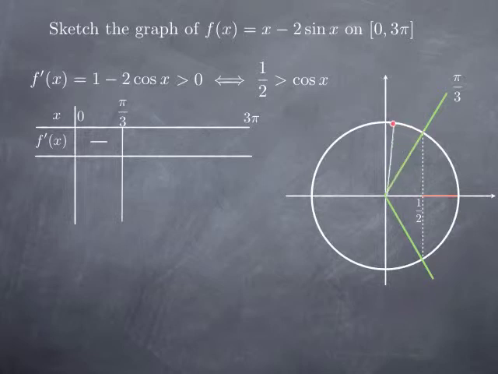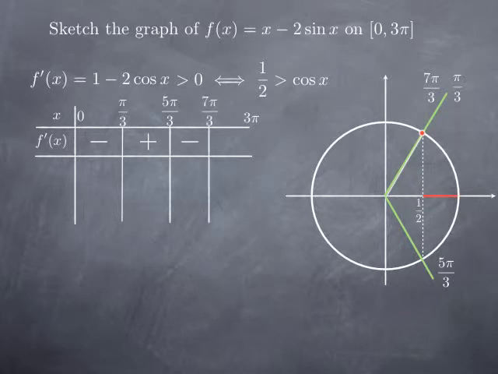Then, if we continue to increase the angle from pi over 3 all the way to 5 pi over 3, you see that the projection on the x-axis is less than 1/2, and therefore the derivative is positive. From 5 pi over 3 all the way to 7 pi over 3, we're again on the side where the cosine is going to be greater than 1/2, and therefore the derivative is negative. And from 7 pi over 3 to 3 pi, we are again on the side where the cosine is less than 1/2, and therefore the derivative is positive.